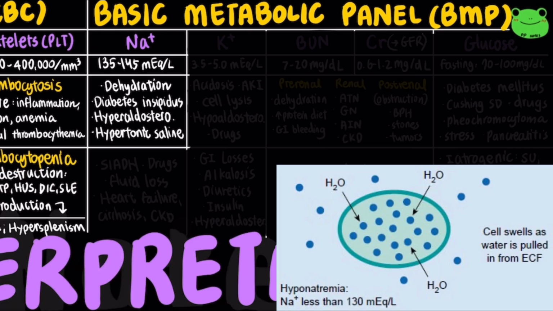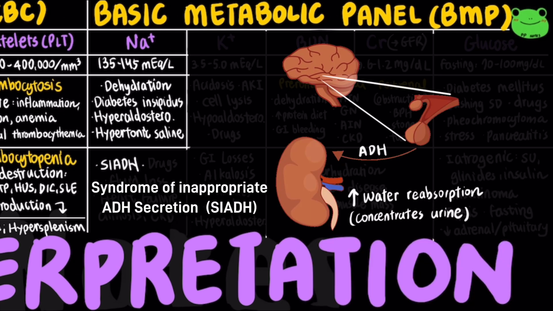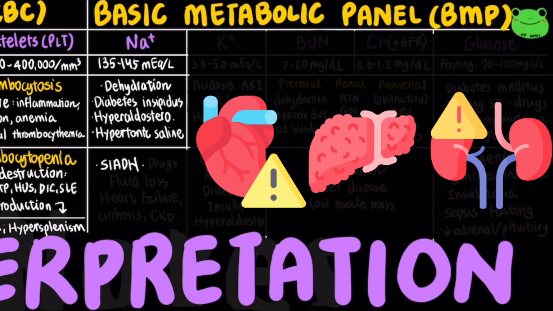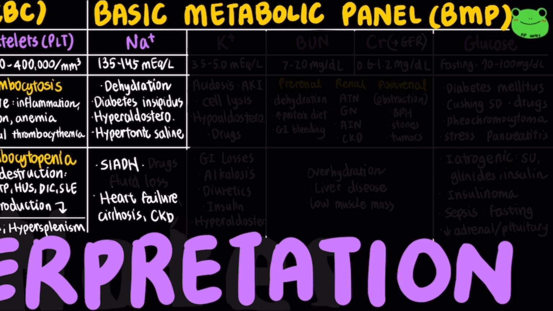On the other hand, when sodium is low, it usually means there is too much water relative to sodium. Some common causes include SIADH, or syndrome of inappropriate antidiuretic hormone secretion. Here, excess ADH causes the kidneys to retain water, diluting the sodium in the blood. It's commonly seen in lung disease, brain injury, or as a side effect of medications. In heart failure, cirrhosis, and nephrotic syndrome, the body perceives low effective blood volume and holds onto water, again diluting sodium. Normal potassium levels are 3.5 to 5 milliequivalent per liter.